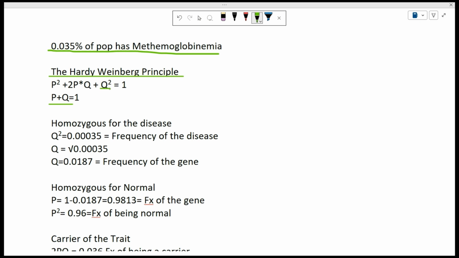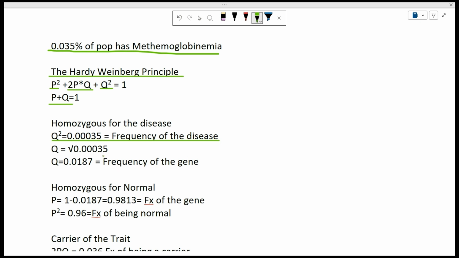Q squared is going to be the frequency of people having methemoglobinemia in the population. P squared is going to be the frequency of people that are totally normal in the population. They don't carry the gene whatsoever. 2PQ is going to be the frequency of your carriers, right? So they have the messed up gene, but they're not blue. That's what you got right there. So going down right here, once again, Q squared is the frequency of people that have the gene and are flat out sick, they're blue and everything else.